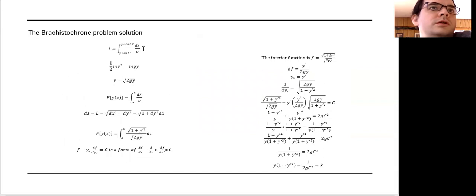So it starts similar to the tautochrone problem, where we know that 1/2 mv squared is going to equal mgy by the conservation of energy. And then again, we're going to compare the arc length to the velocity of the object moving. So we'll take our original arc length formula here, and we'll just pull this dx out of it because we'll need it later when we're integrating. So we end up with this function here.